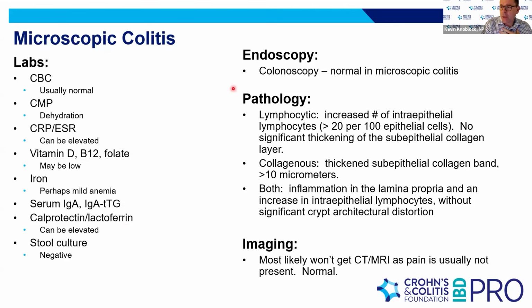So pathology right here is sort of where it's all going to be at. For lymphocytic colitis, you're going to see an increased number of intraepithelial lymphocytes and then no significant thickening of the subepithelial collagen layer. But in collagenous, you'll see a thickened collagen band, and technically our pathologists will give us a measurement, and it should be greater than 10 micrometers. So this is where you're going to get your information for microscopic colitis.